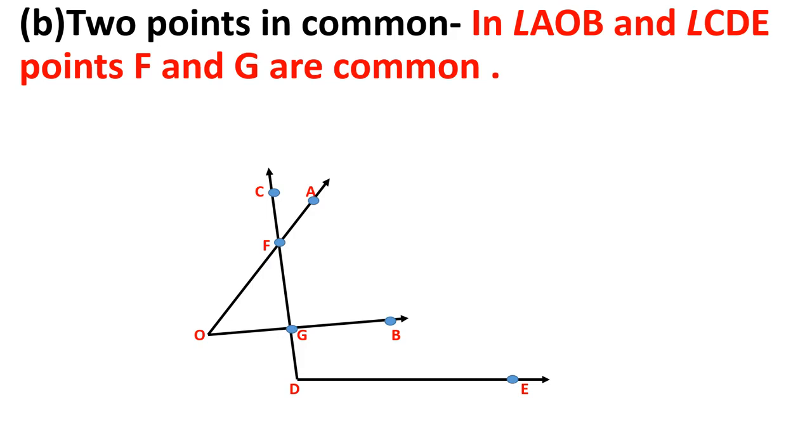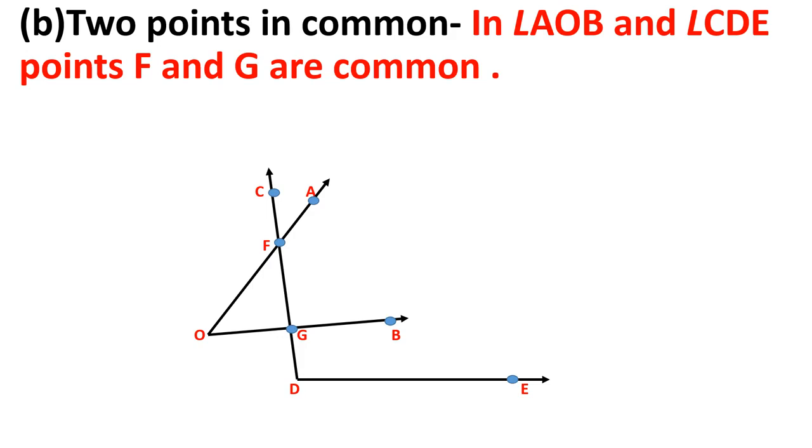Two points in common. Now we have to make two angles in such a way that they have 2 points in common. 2 points are common. I have given the name of the angle same, angle AOB and CDE. Again see where is angle AOB. Now see where is angle CDE. I have tilted that angle. Okay. I have changed the position of the angle.